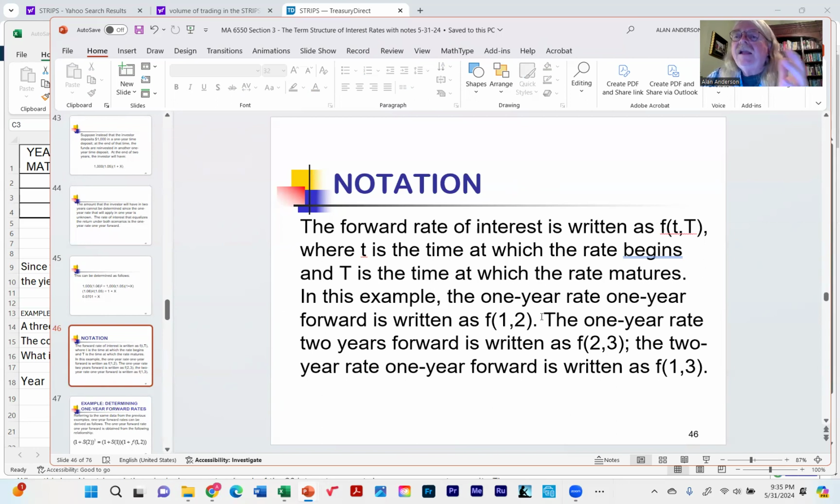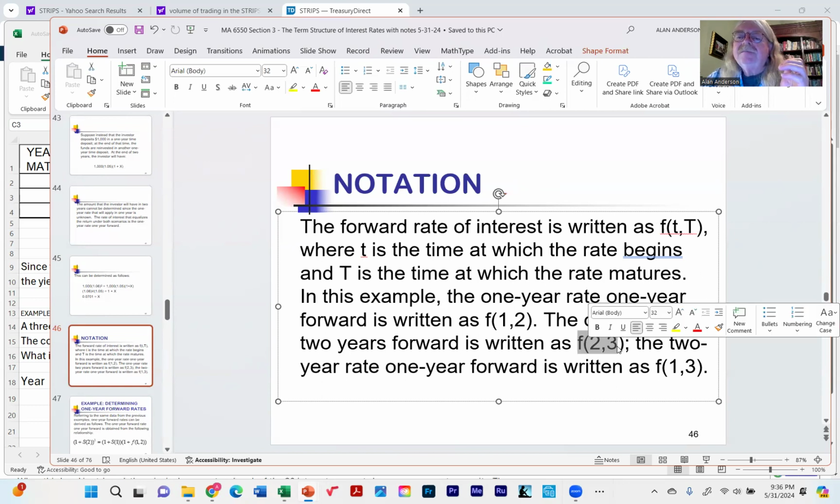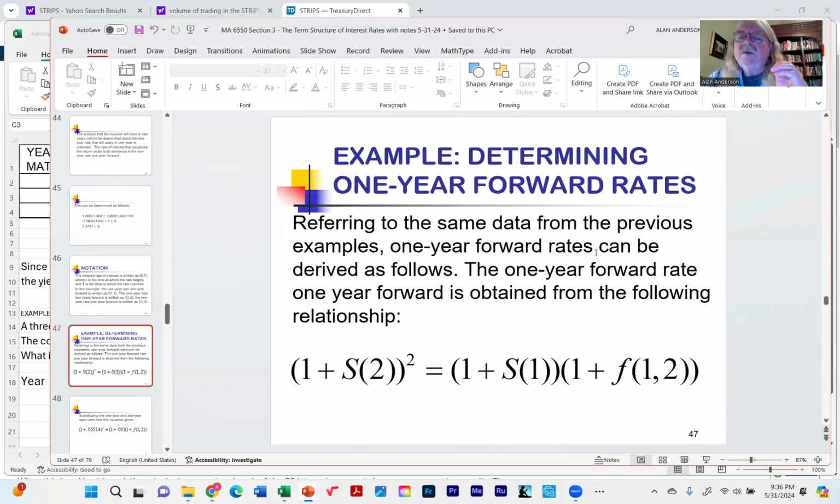Now, you can have in principle, any forward rates you can imagine. Like you can have F2,3 starts in 2 years, matures in 3 years, or F1,3 starts in 1 year and matures in 3 years. Okay. So what we want to do is figure out how to calculate forward rates based on the spot rates that we already have. So the one we just did is this example right here.